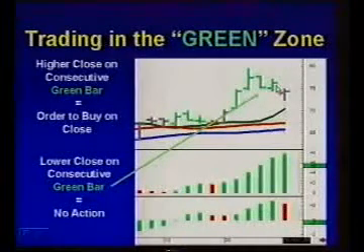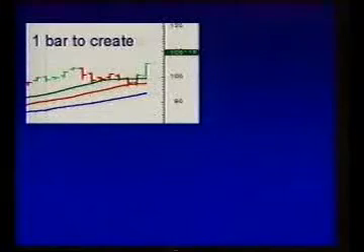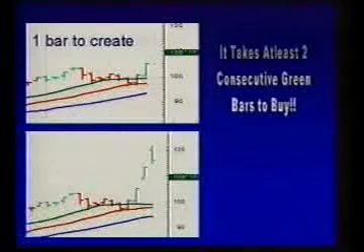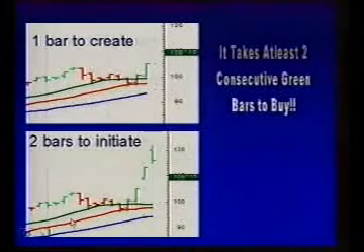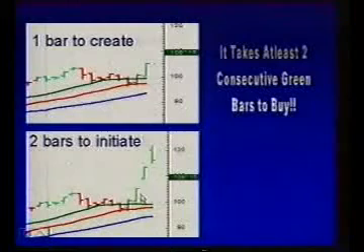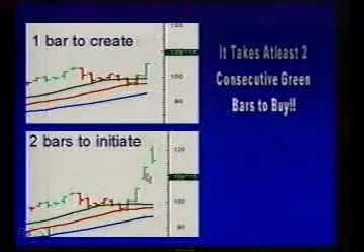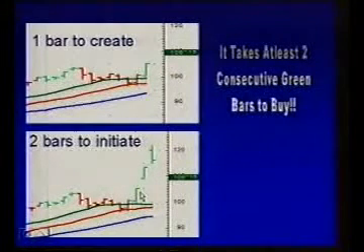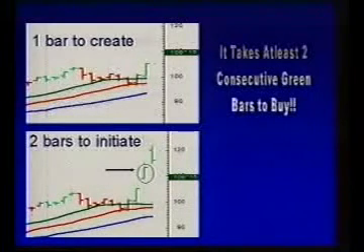So let's go ahead and take a look at it on another slide. What I want you to see here is it takes 1 bar to create a signal, but it's going to take at least 2 consecutive green bars for you to initiate the signal. 1 bar gives us a price. The next day actually will initiate the signal. You cannot have a green zone add-on with 1 bar. It takes 2 consecutive green bars to create that signal.